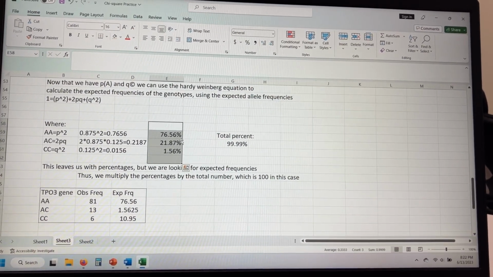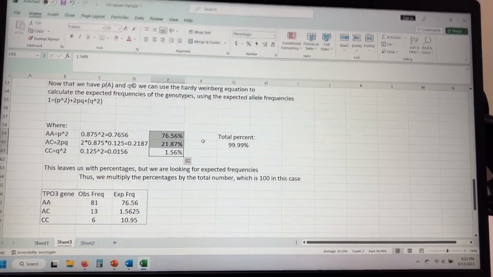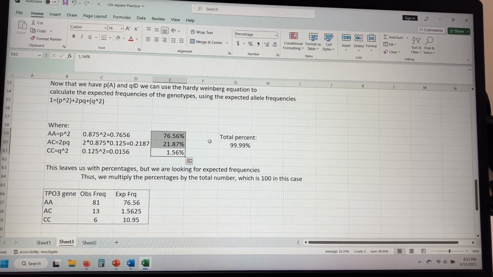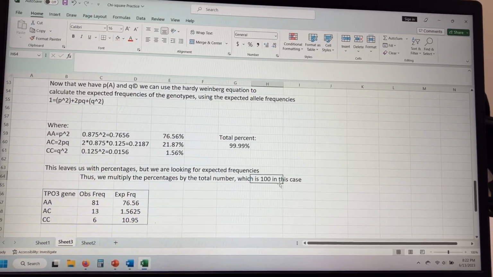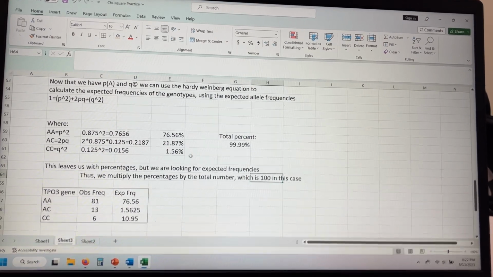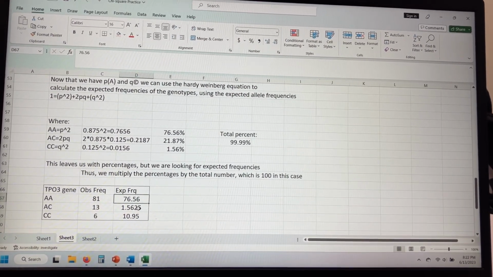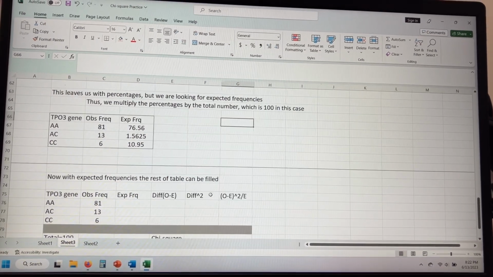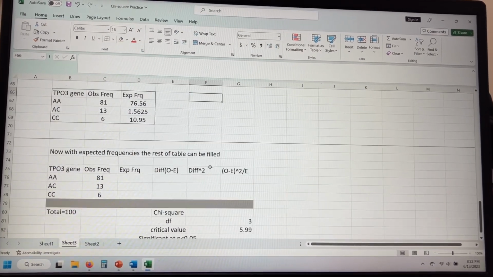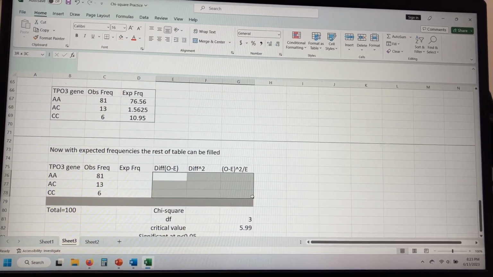So we would need to multiply the percentage by the total number of individuals in the population. Since the total is 100 in this case, it does make it much easier. I could just erase the percentage points, and here we have the expected frequencies of each. And then from there, you could take this data, fill it in the table, and calculate the rest.